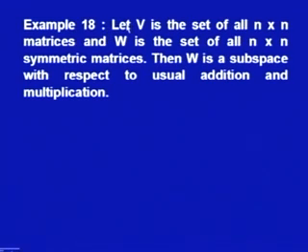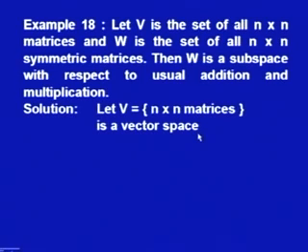This is another example taken from the set of matrices. Let V be the set of all n by n matrices and W be the set of all n by n symmetric matrices. Then W is a subspace with respect to usual addition and multiplication. We have already seen that V is a vector space when V is the set of square matrices with the usual addition and scalar multiplication operations. So, it is a vector space, but we have to see whether this set W of symmetric matrices is a subspace or not.